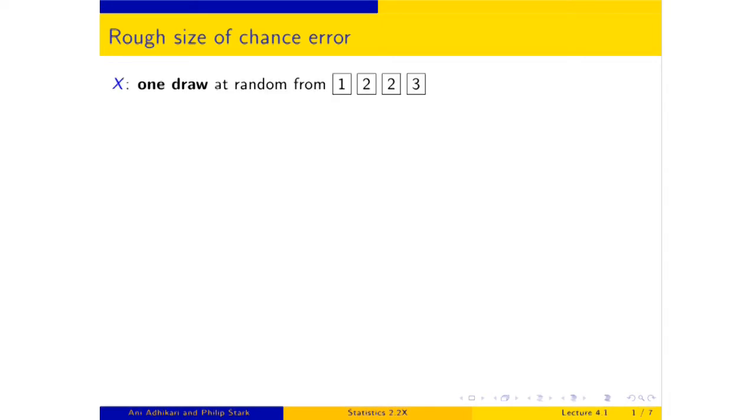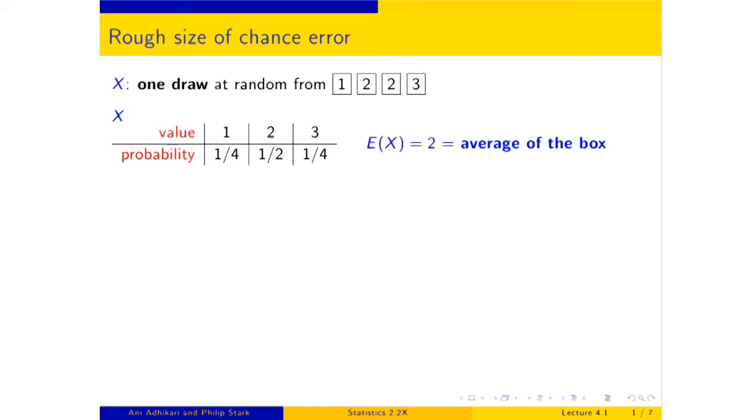So I have a list of 4 numbers, 1, 2, 2, and 3. You can imagine them written on tickets in a box, and I'm going to draw ones from that list. So I have chance of a quarter of drawing a 1, chance a half of drawing a 2, and chance a quarter of drawing a 3. And that's my probability distribution table there. The expected value of my single draw is just the average of the box. That is something we've discussed before.